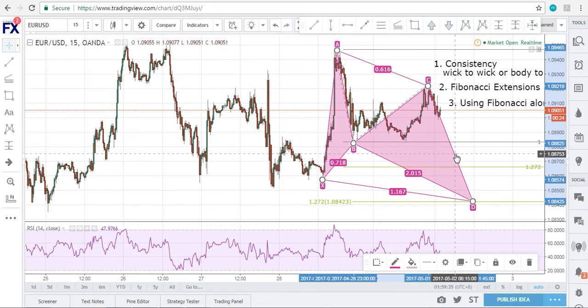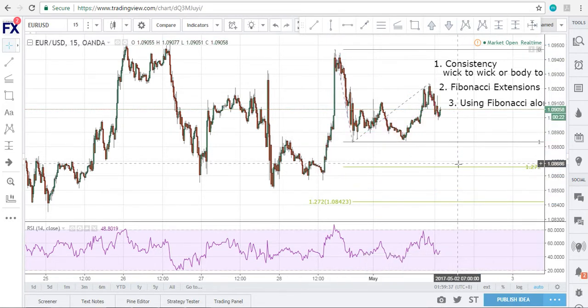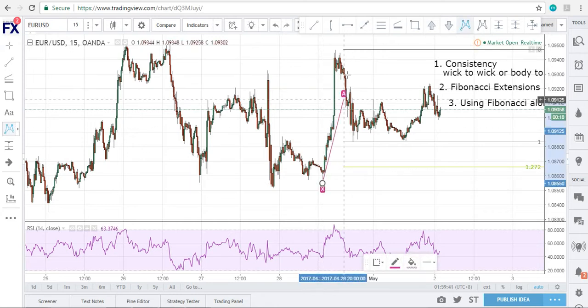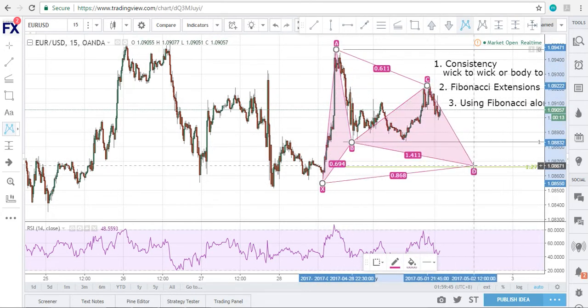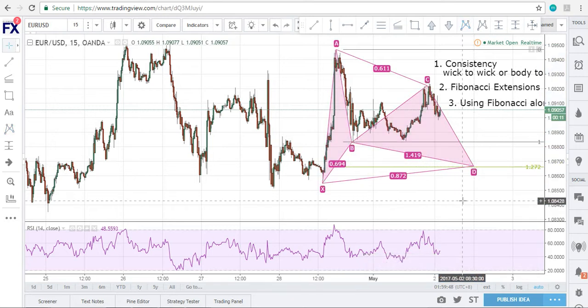Typically, a Gartley pattern has its completion above the X leg. So for this case, we have X to A, A to B, B to C, and a CD completion right here. So I've just shown you some mistakes that traders make while using retracements and extensions.